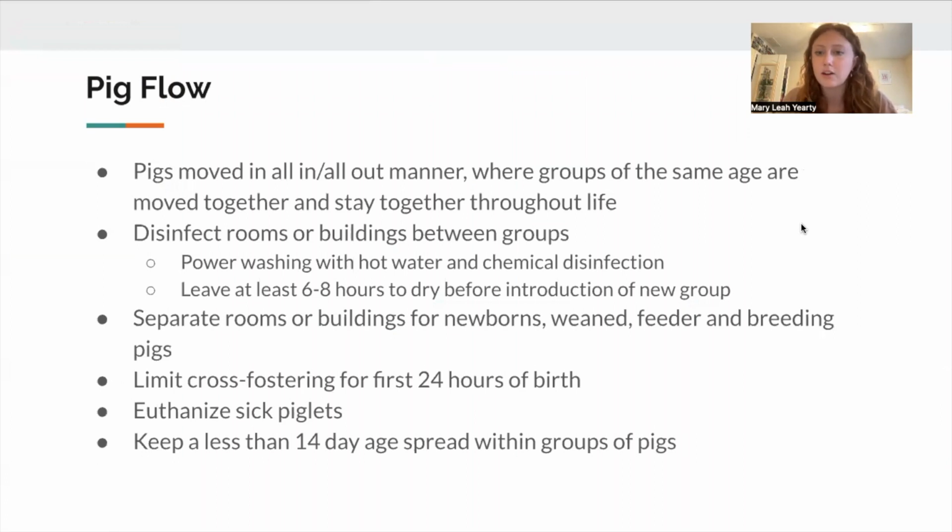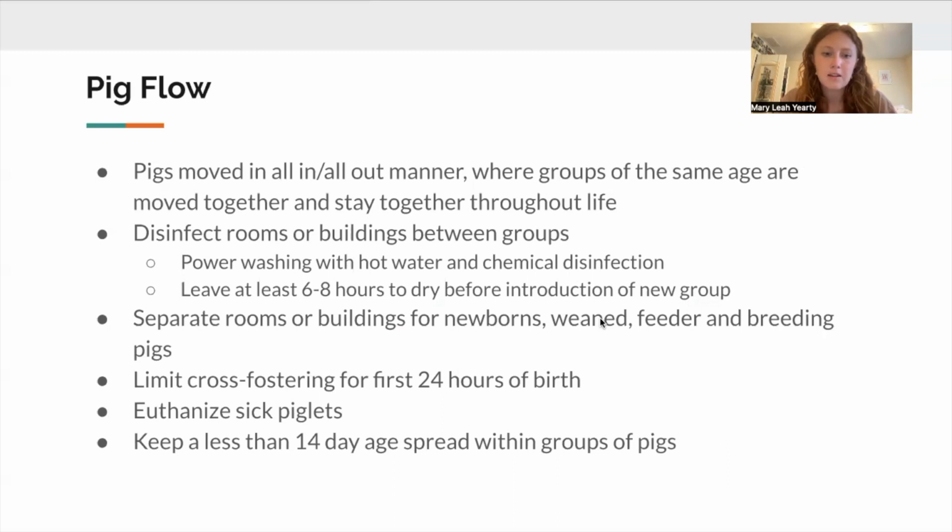It's important to disinfect rooms or buildings between groups of pigs. This is power washing with hot water, as well as chemical disinfection. And letting the room dry for at least 6 to 8 hours is important to make sure this disinfectant works properly. Separate rooms or buildings for newborns, weaned, feeder, and breeding pigs. Just want to keep these age groups separate again to reduce the amount of pathogen load transferred between the age groups.